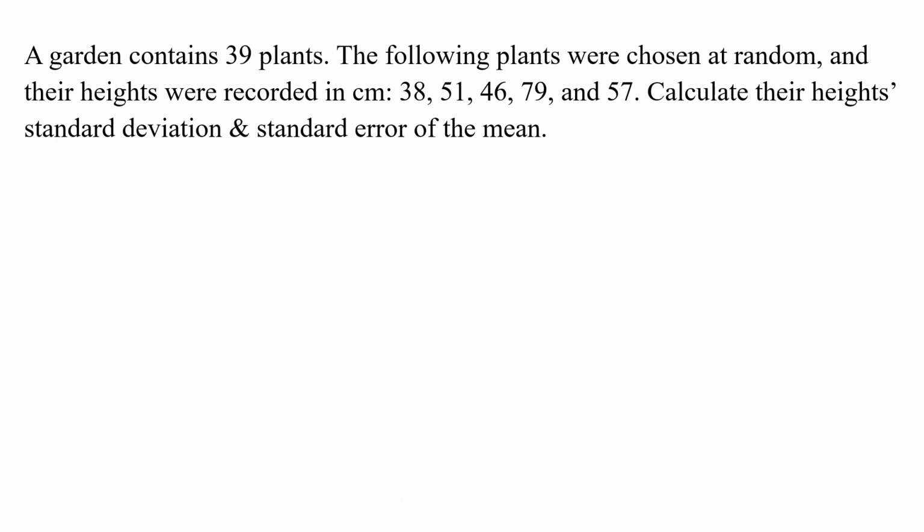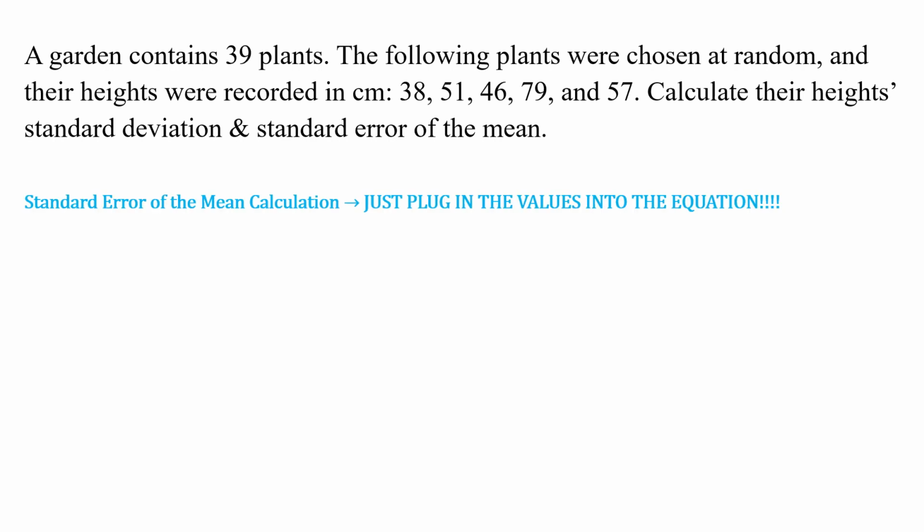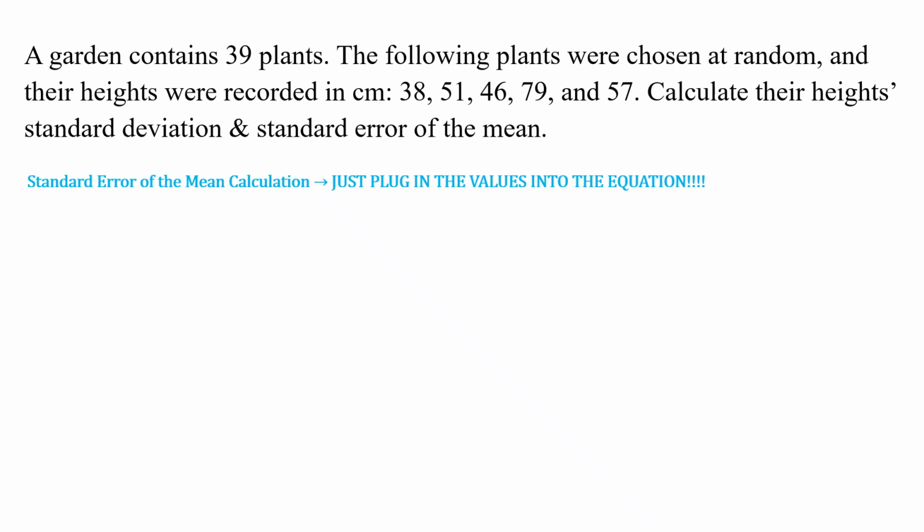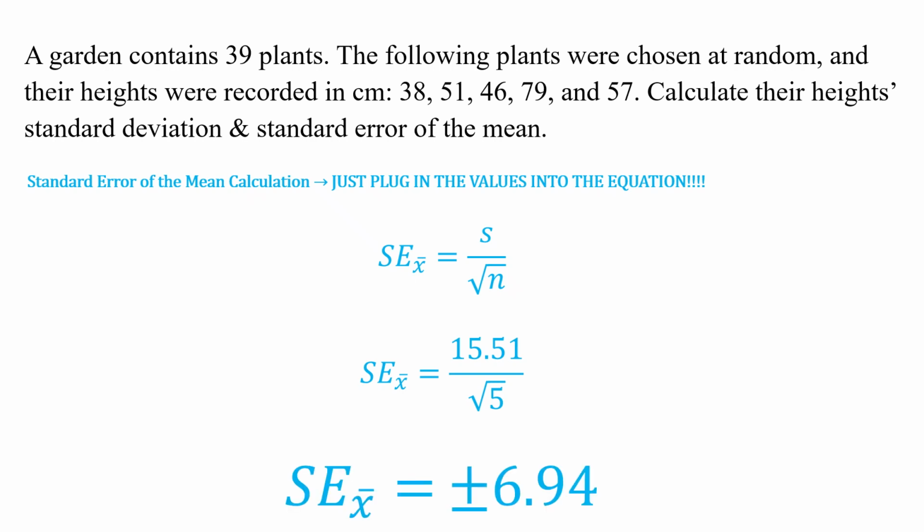So in order to calculate standard error of the mean, we need a standard deviation. We calculated that. So now we have all the values for this equation. Standard deviation divided by the square root of the sample size. So with that said, we can plug in the values. 15.51 divided by, the sample size is 5, so I put in the square root of 5. I get plus or minus 6.94.